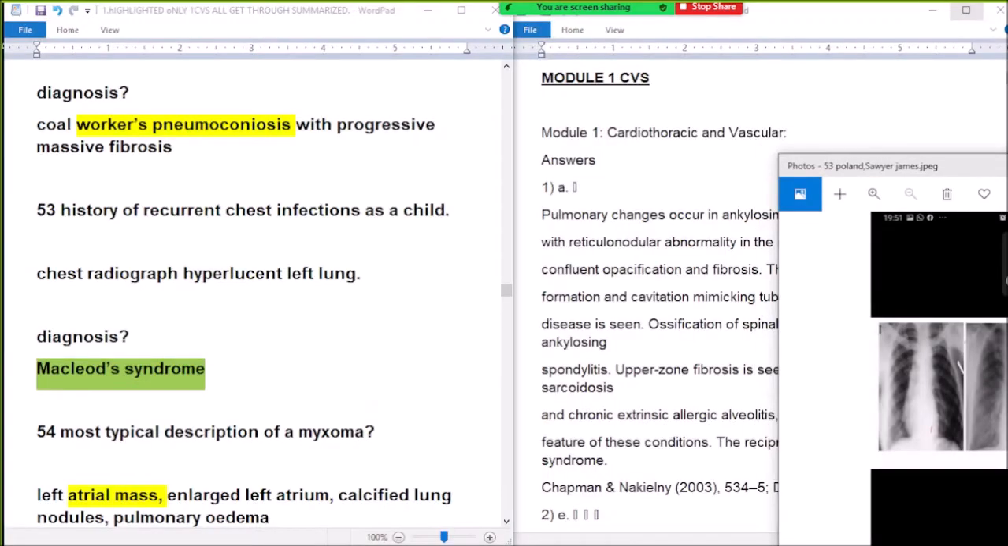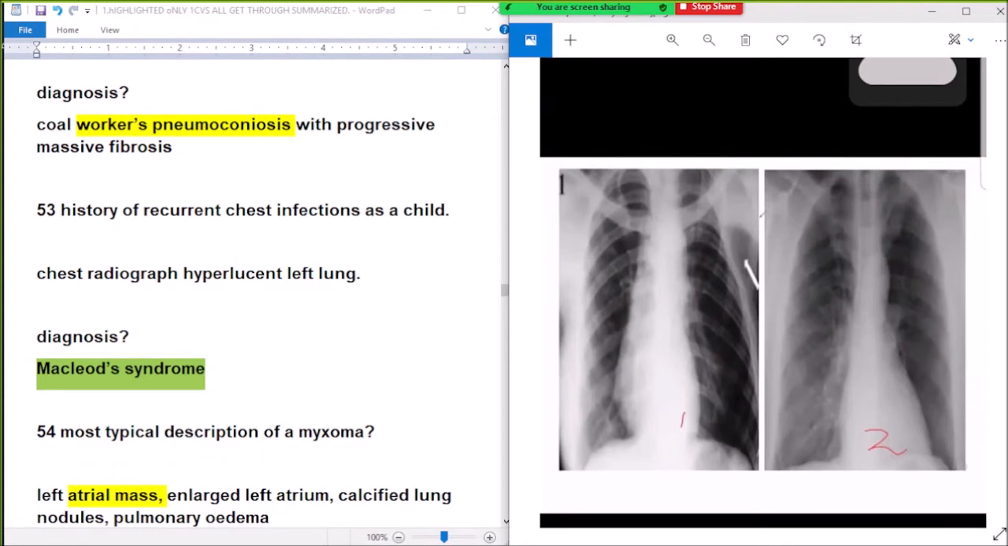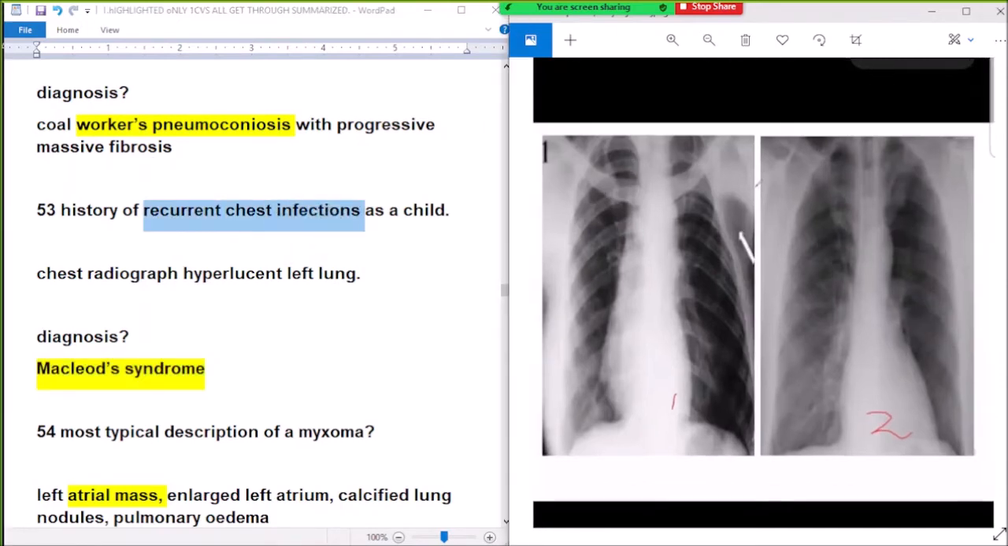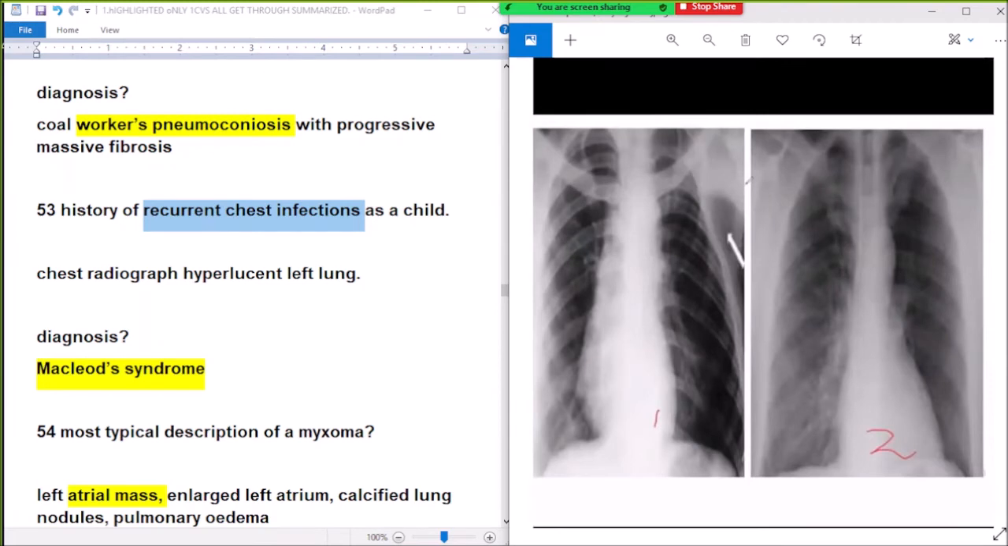Both have hypertranslucent single lung zone. So here is a chest radiograph with hyperlucent left lung. History of recurrent infection as a child. Diagnosis: Swyer-James syndrome. There is also a small left hilum. Swyer-James syndrome or McLeod syndrome are the same thing.